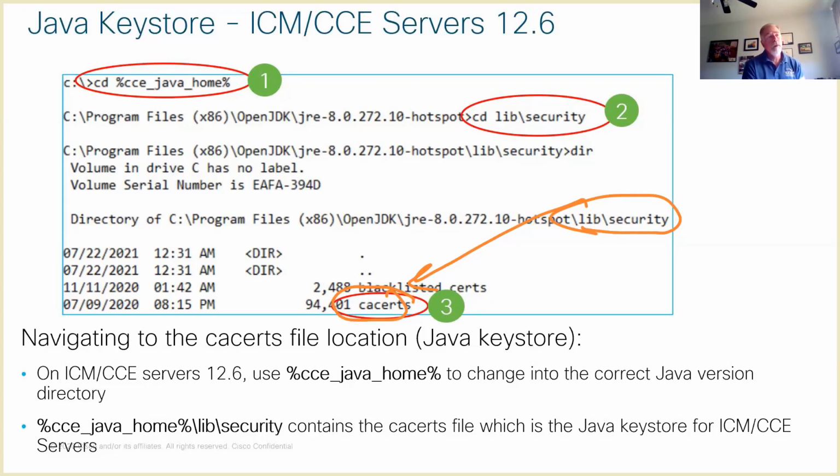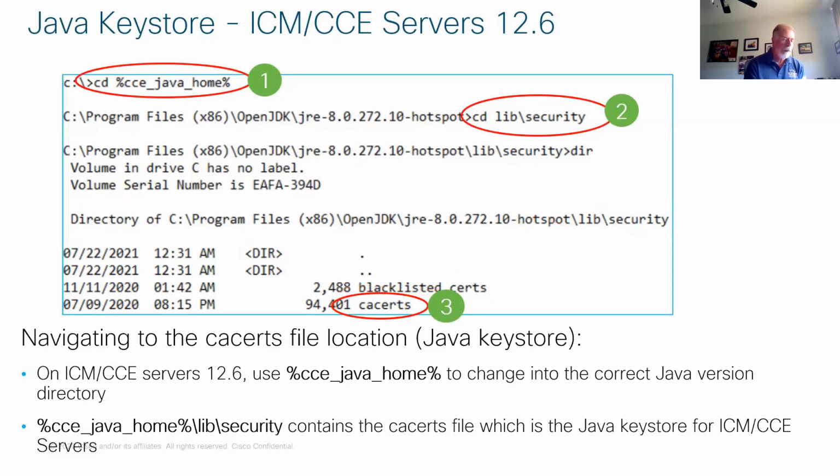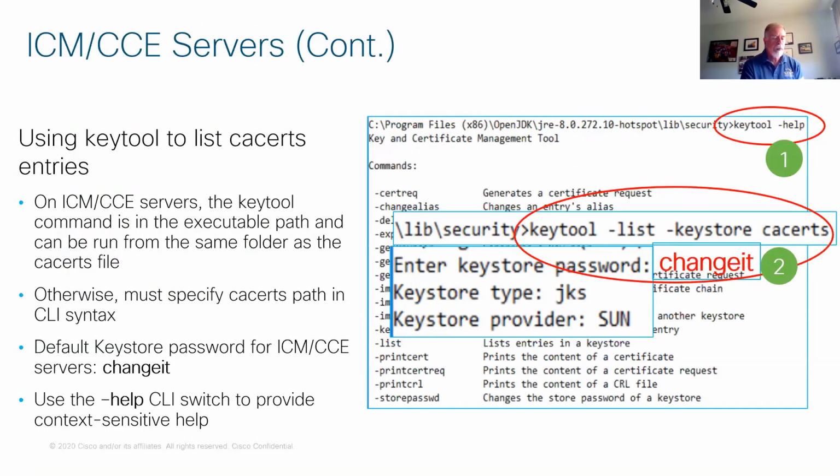Now, in theory, probably what you want to do is you probably need to restart some ICM services along the way for that, which we will, in fact, tell you about. But that should really be all you need to do. The key tool command, remember, is the built-in utility, we'll call it, from Cisco that allows you to manage your key stores.